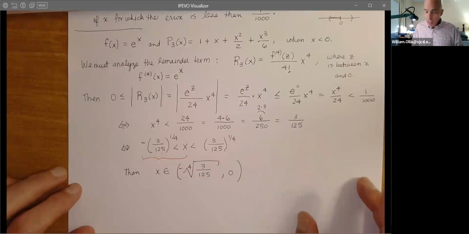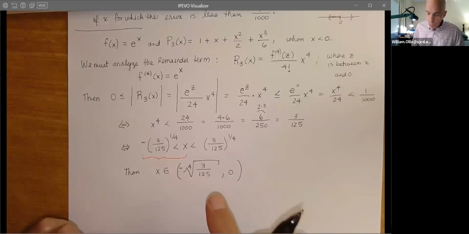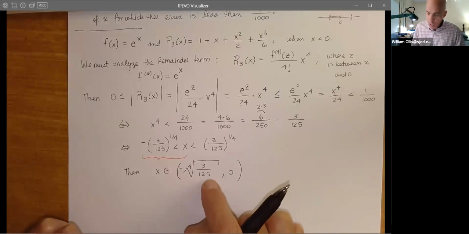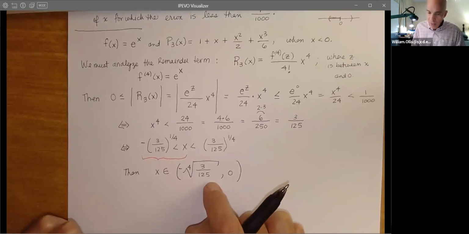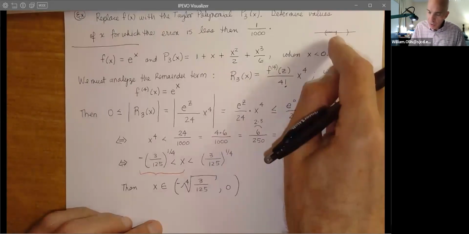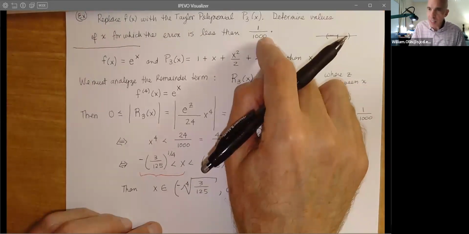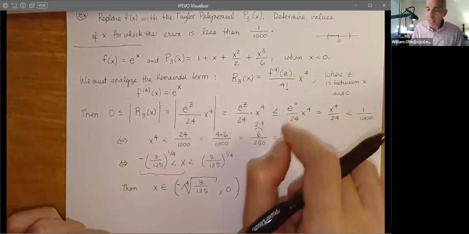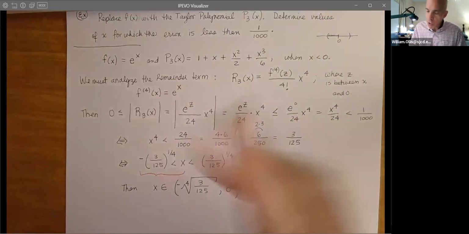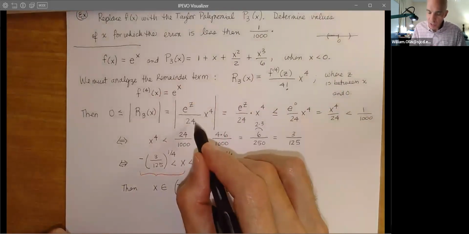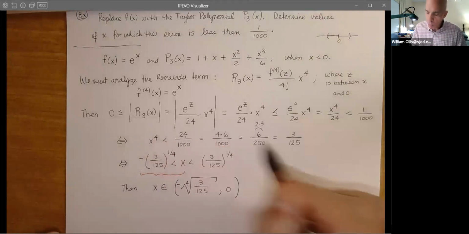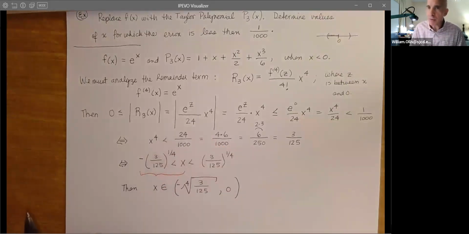Now, what's nice about this is that we know that if we select values of x in here, then we're going to have this error be less than this error. And this is probably even much better than this because we've used an upper bound for this. So the thing is that what we have is maybe even better. So we could probably cheat a little bit and still be okay.